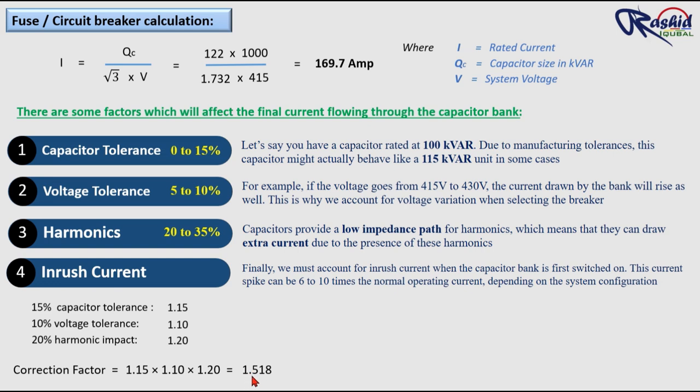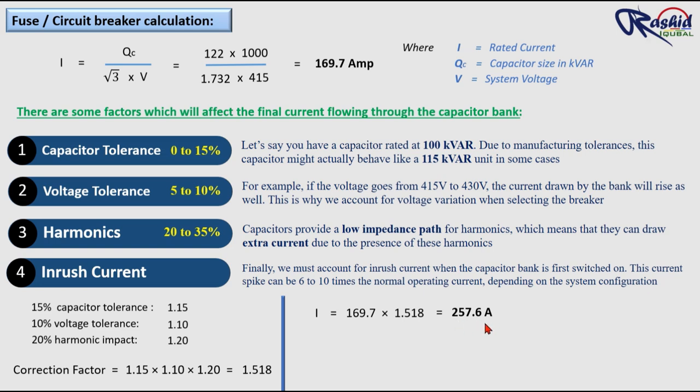Now we apply this correction factor to the rated current. We have rated current I equal to 169.7 multiplied by 1.518, which is the correction factor. So after multiplication of this correction factor with the rated current, we get 257.6 ampere. So this is the size of the circuit breaker.